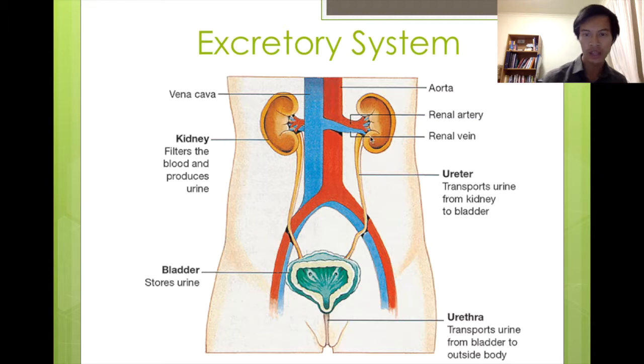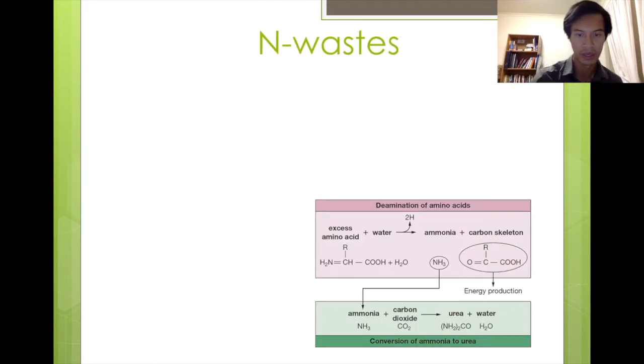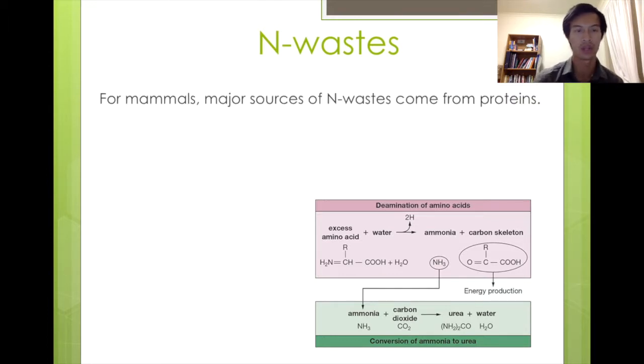The components: you've got the main organ, the kidney, and then you've also got the connection between the kidney and the bladder, the ureter, and then the bladder which stores the urine, and then the urethra which transports it out of the body, which obviously varies between females and males. Now let's take a look at nitrogenous waste. What are they and what do they do?